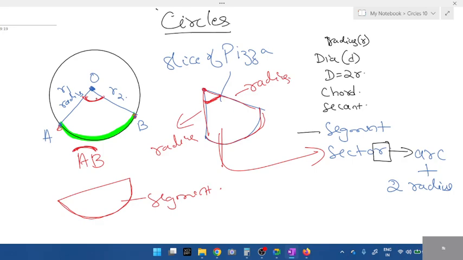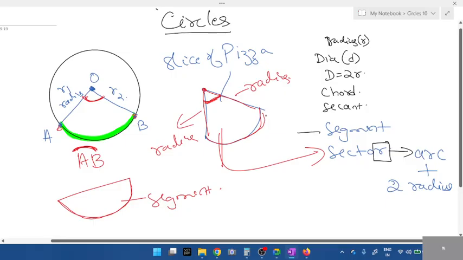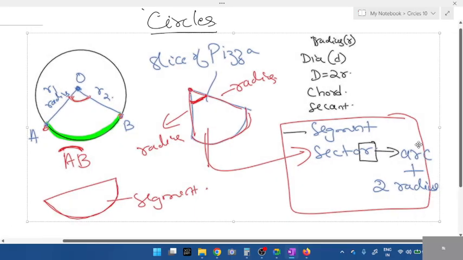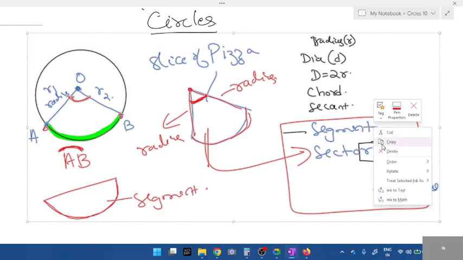Is it clear? Understood? So what doubts do you all have? Sector, segment clear? These two are very important. Sector and segment. Any doubts in this? Radius, diameter, chord, sector, segment. Angle subtended by an arc. What is arc? Everything. Shall we start the theorem?